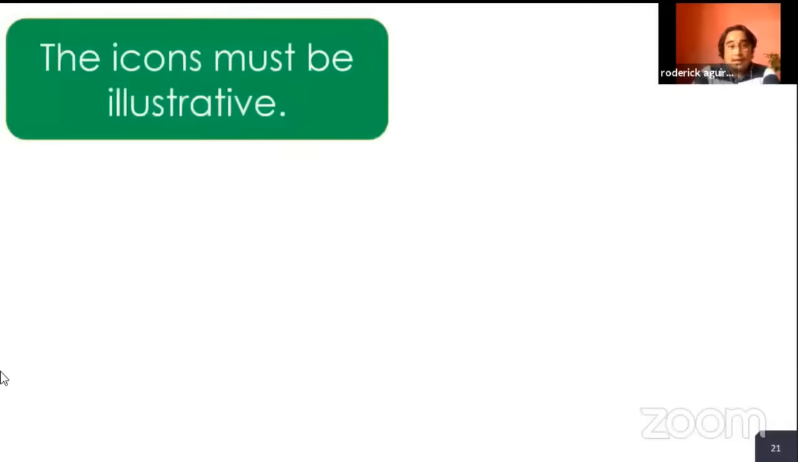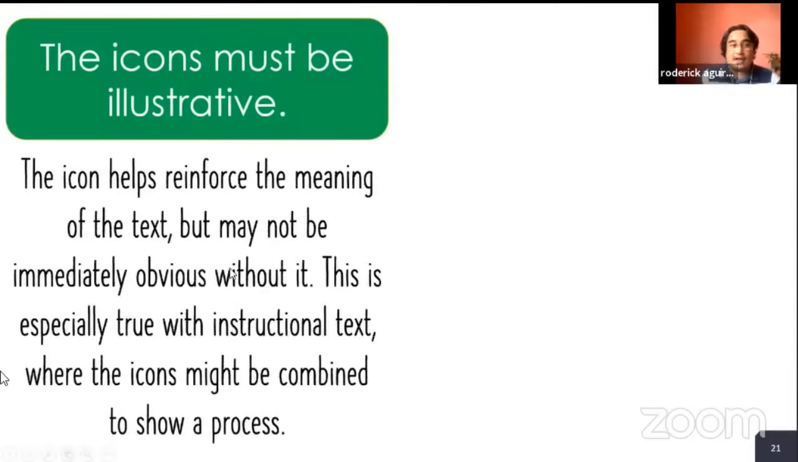Alright? The third and last consideration for us when you're using icons is that the icons must be illustrative. Okay, the icon helps reinforce the meaning of the text. Nagkakadagdag. Remember, it's called augmentative language. So hindi po siya, it should not totally replace verbal language, but it should augment the verbal language. Okay, the icon helps reinforce the meaning of the text, but may not be immediately obvious without it. This is especially true with instructional texts where the icons might be combined to show process.